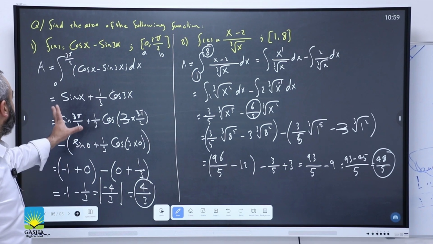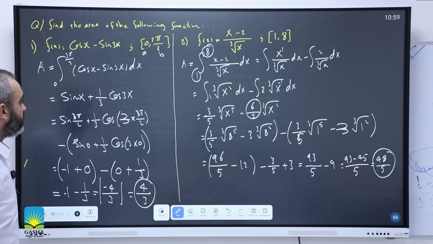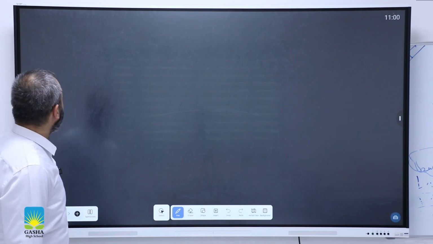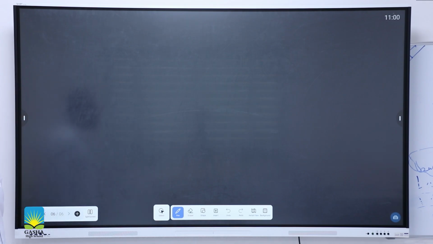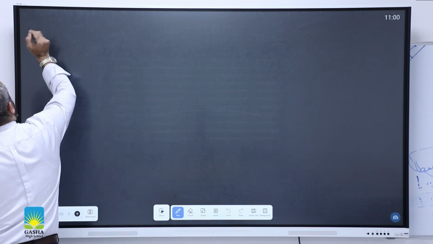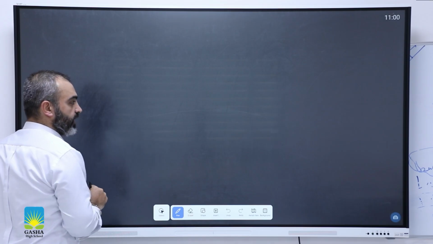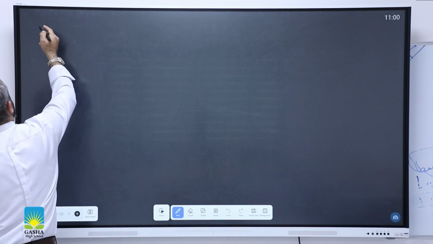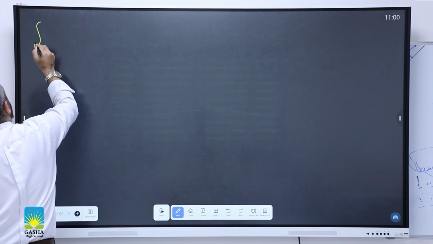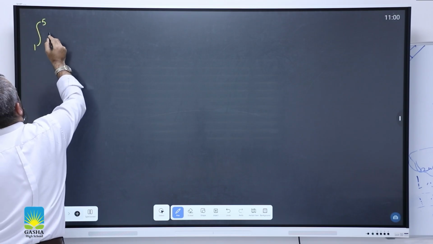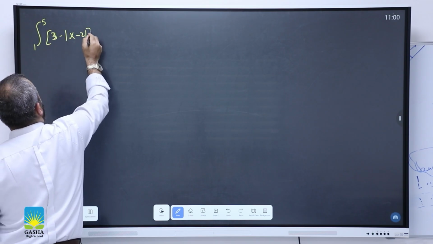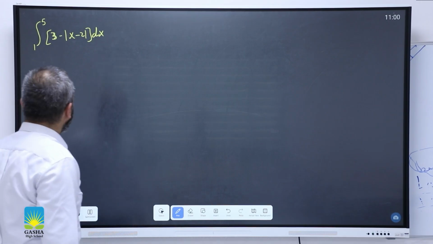Both of them are ways to find the area of the function. We're going to integrate the absolute value. We have some methods to calculate the integral of a function that contains an absolute value like this: integral from 1 to 5 of 3 minus absolute value of x minus 2 dx, right?